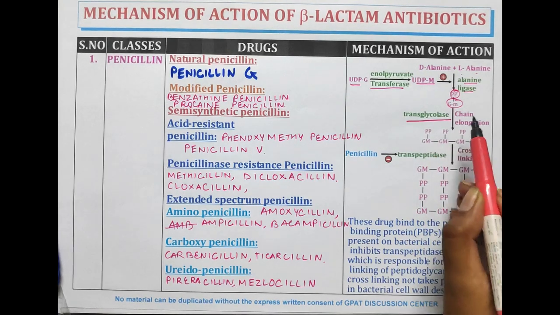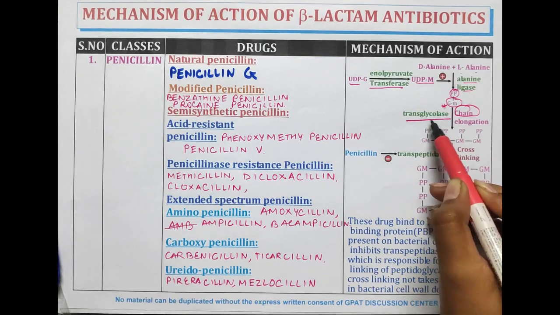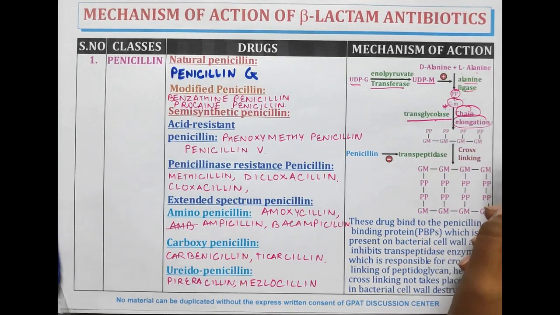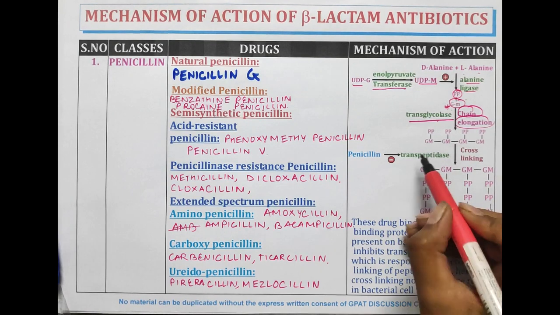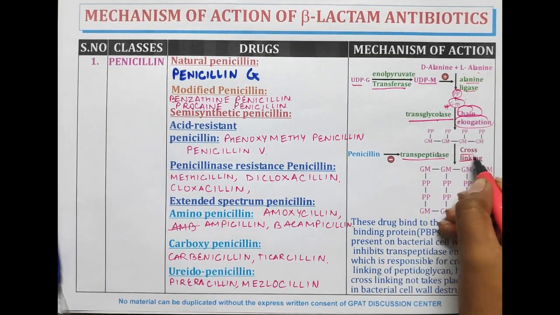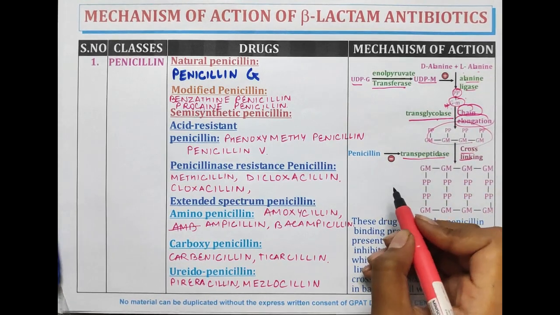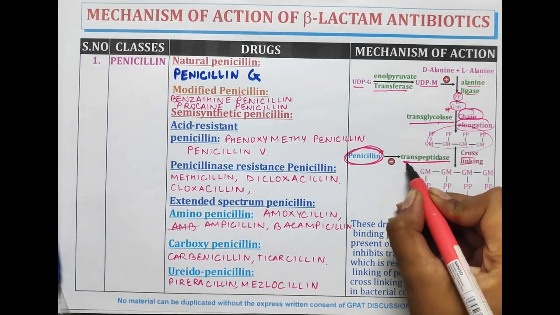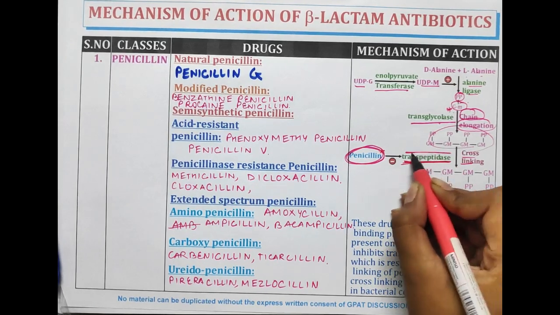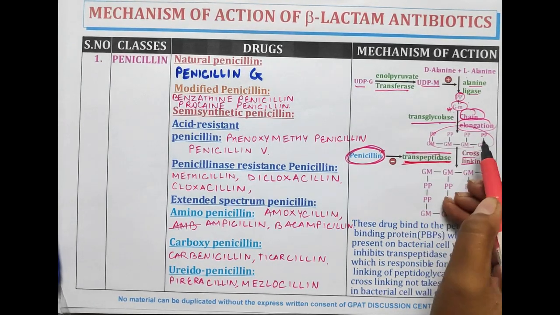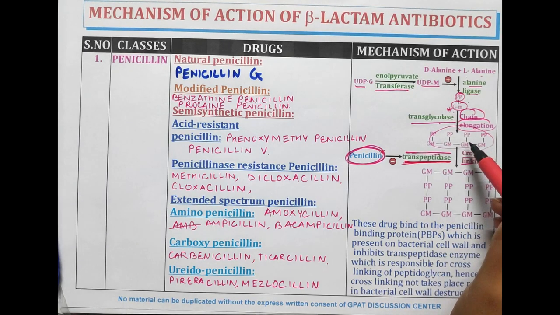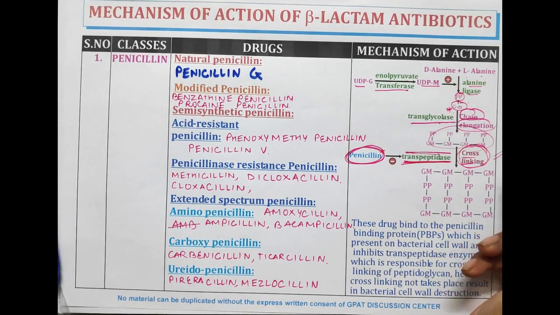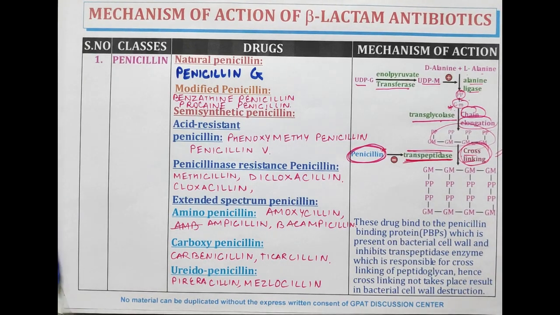So the transglycolase enzyme causes chain elongation. Then this PPGM is elongated and forms a big structure. Then the transpeptidase enzyme causes the cross-linking of this structure. So penicillin is responsible for inhibiting the transpeptidase enzyme. When the transpeptidase enzyme is inhibited, the cross-linking of glucosamine and muramic acid, that is NAM and NAG, is inhibited and the cell wall structure breaks down. This is the mechanism of action of penicillin.